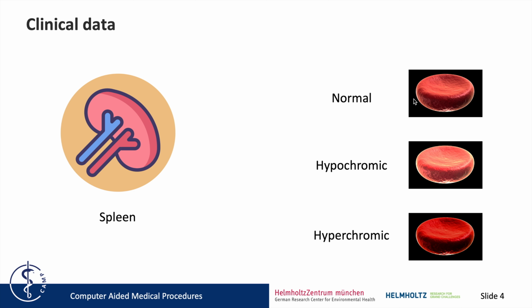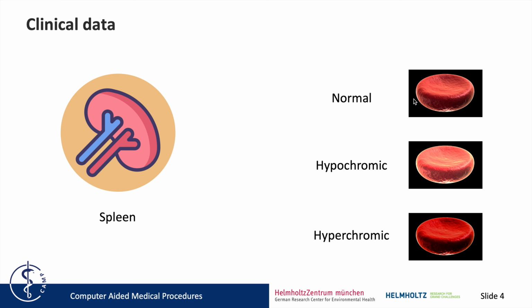In addition to Percoll gradient images, we are provided with some clinical data consisting of the spleen size and percentages of hypo and hyperchromic cells. Hypochromic cells have a lower density of hemoglobin, while hyperchromic cells have a higher density. These two values are important in sickle cell disease because a lower density of hemoglobin means less chance of sickling and thus less severity.